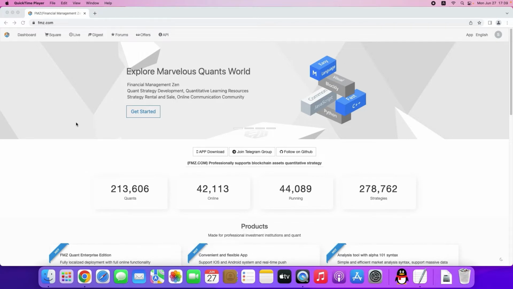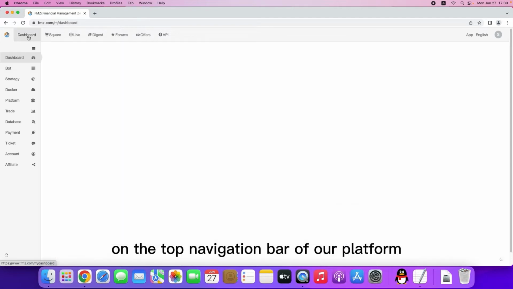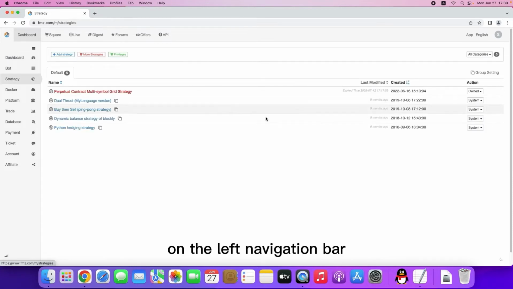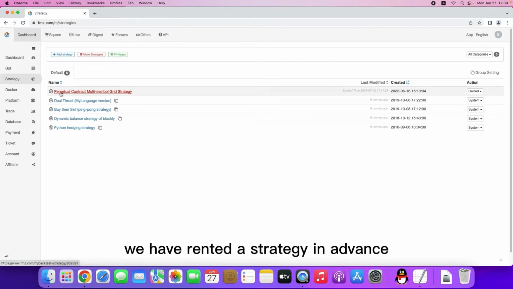First, we can click on the control center on the top navigation bar of our platform, and then click on the strategy page on the left navigation bar. After entering into the strategy page, we can see that in the list of strategies, we have generated a strategy in advance, and this is the multi-species grid strategy for perpetual contracts. Then we click on the strategy.